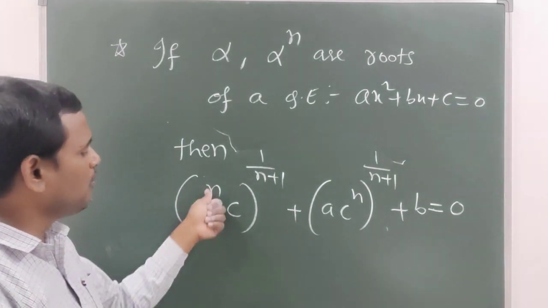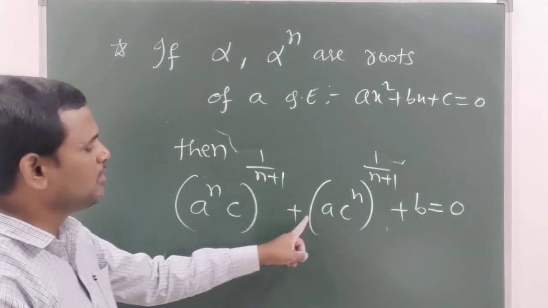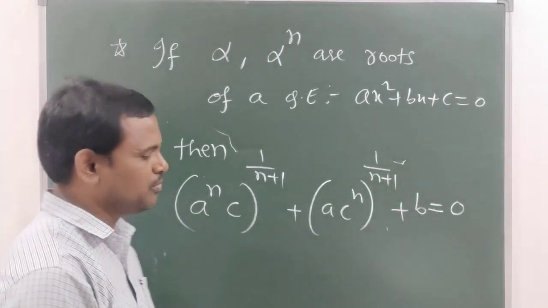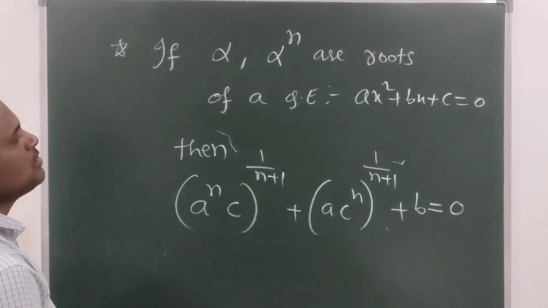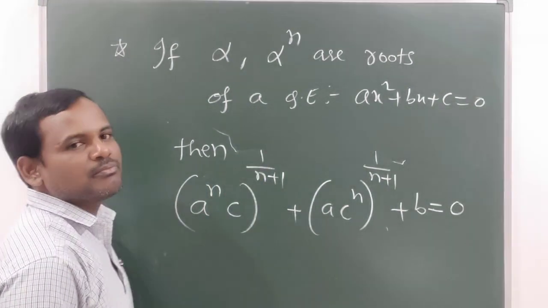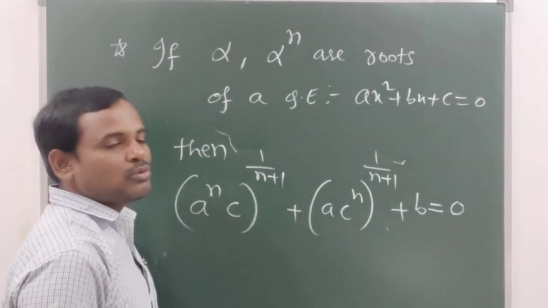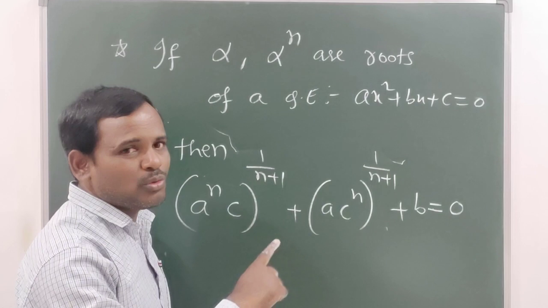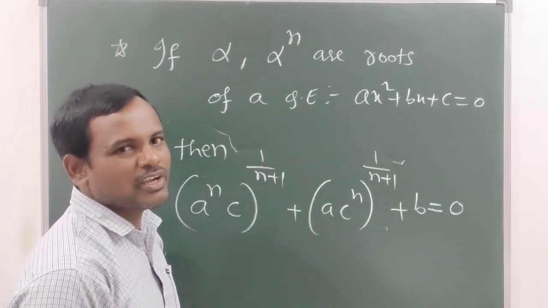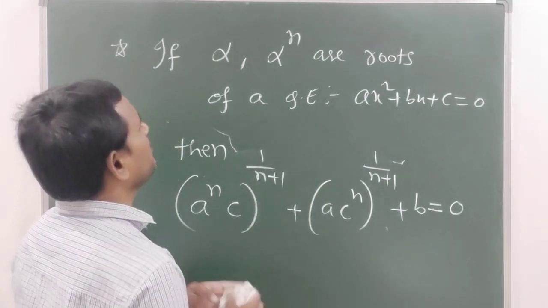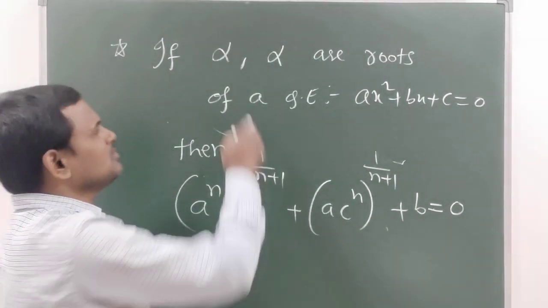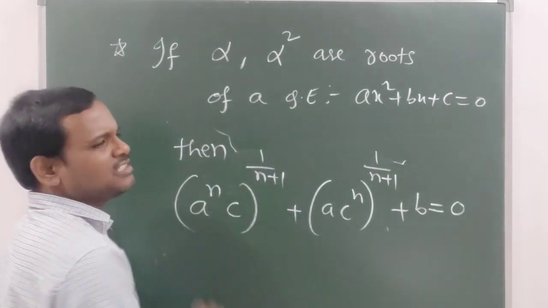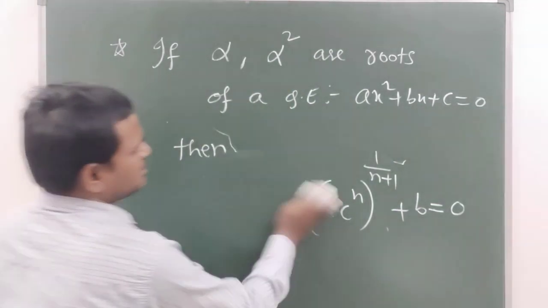The relation is: (a power n into c) whole power 1 by n plus 1, plus (a c power n) whole power 1 by n plus 1, plus b equal to 0. Sometimes in the problem they will say the roots of the quadratic equation are alpha and alpha square, which means one root is the square of the other. If you take one root as alpha, the other root you have to take as alpha square. When the roots are like this, we get this condition.